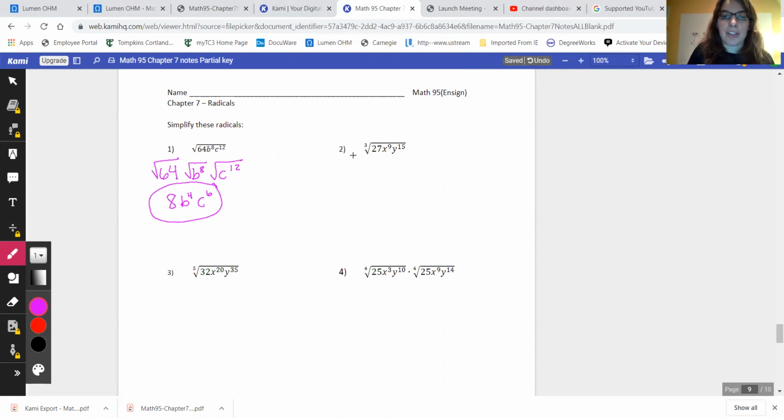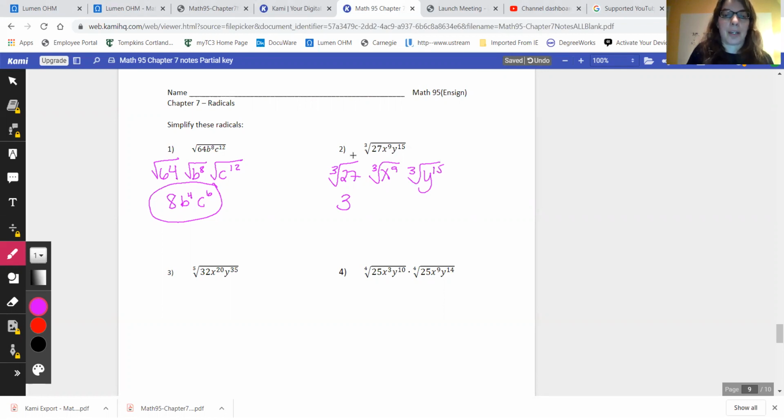Over here now we have a cube root. So when I split it up, I have to make sure I'm taking the cube root of each part. All right, so we have cube root of 27. Okay, well, what that is asking me is what number multiplied by itself 3 times equals 27. And the answer to that is going to be 3, because 3 times 3 is 9, 9 times 3 is 27.